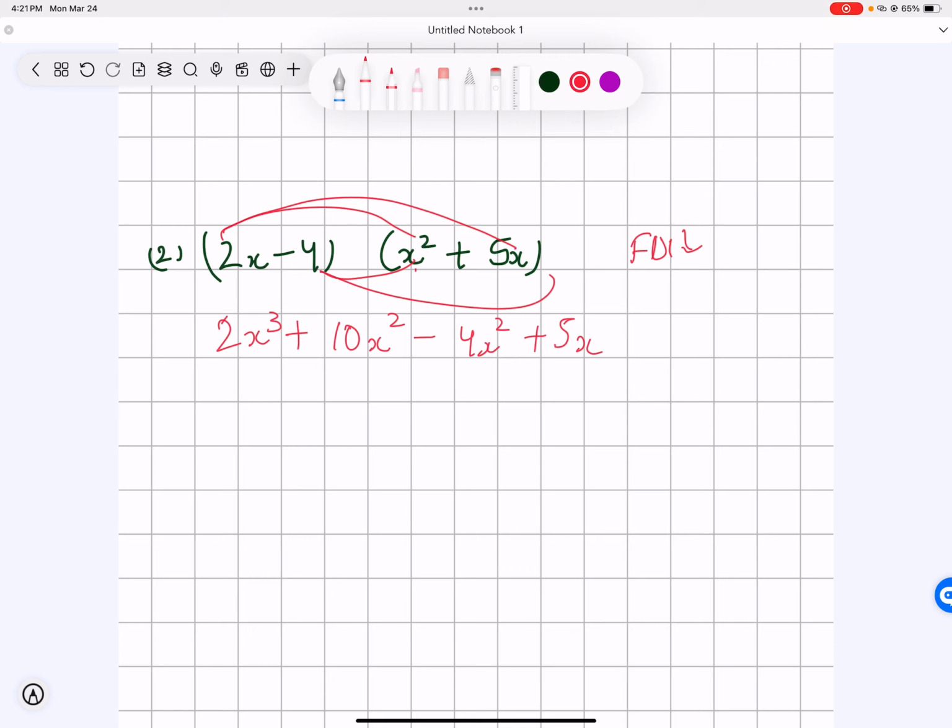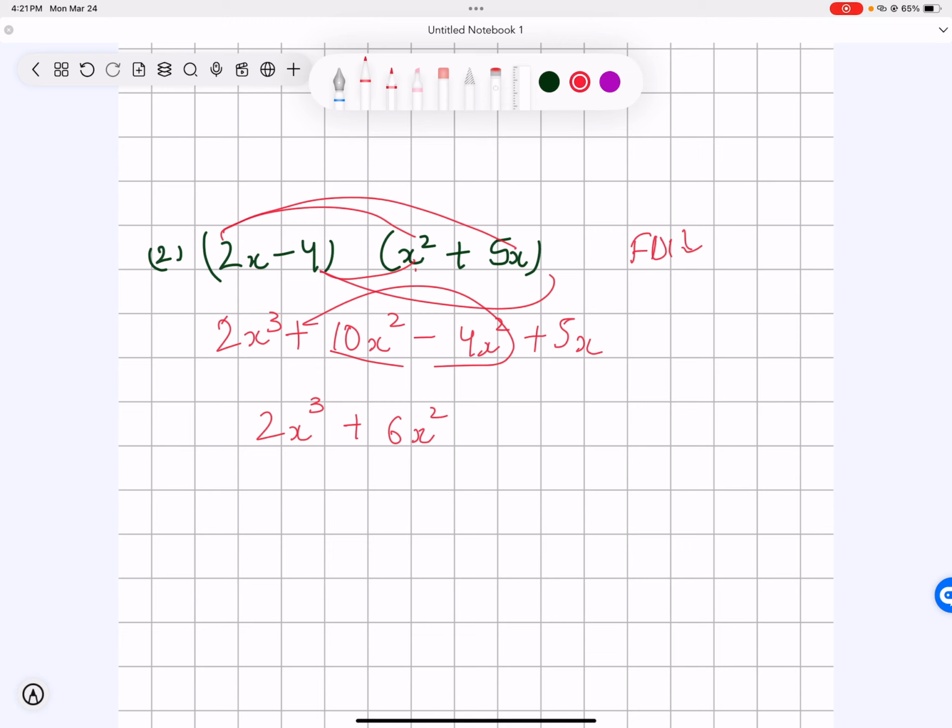And then here we're gonna add the like terms, whatever is addable or subtractable, we're gonna do that. So it's gonna be, oh, I'm sorry, it's gonna be 2x cubed plus 10x squared minus 4x squared. These both are like terms, so we're gonna subtract them. It's gonna give us 6x squared.